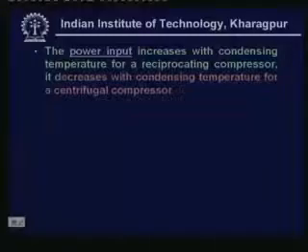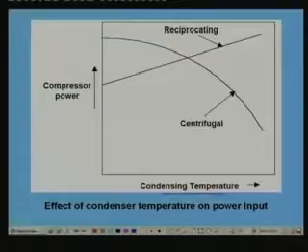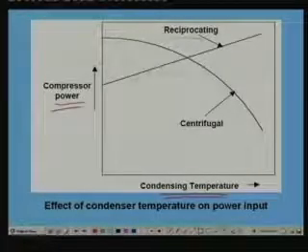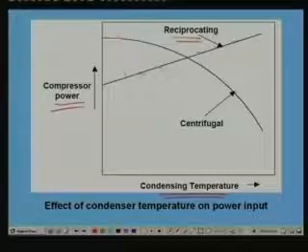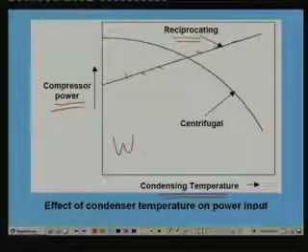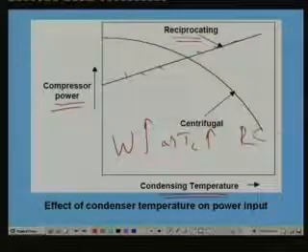Now let us look at the effect on power input. What happens to the power input when you increase the condensing temperature? Again, you can see here that I have plotted condensing temperature versus compressor power, and we have seen that for the reciprocating compressor, the power input increases as the condensing temperature is increasing. That means W increases as T_C is increasing for the reciprocating compressor.